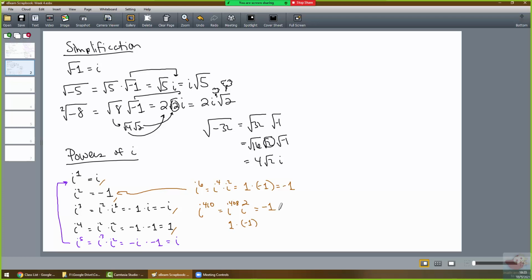All right, there was something else. Oh, so one of the big things again with i's is that they're cyclic. They repeat every 4 in this case. We would call that a base 4 system.